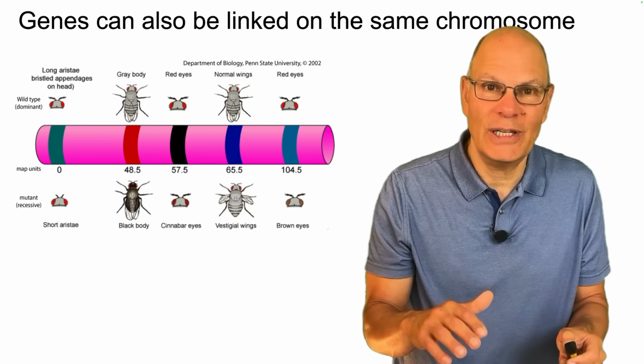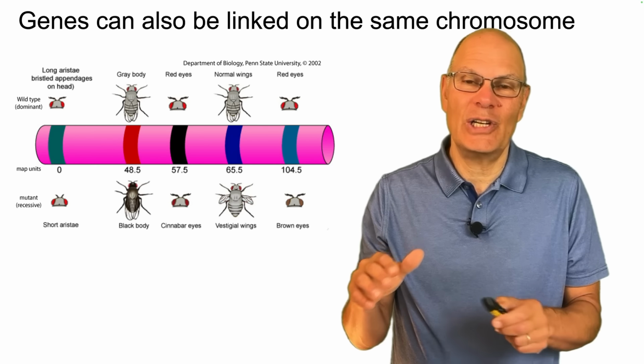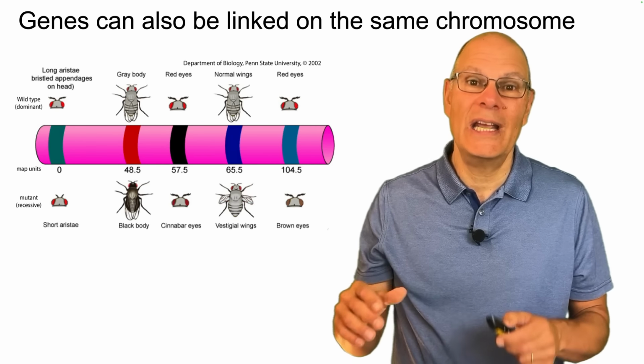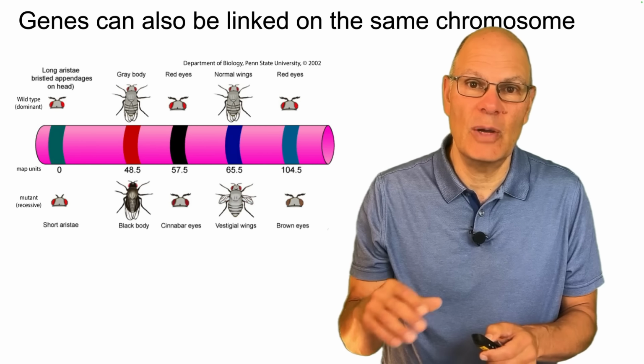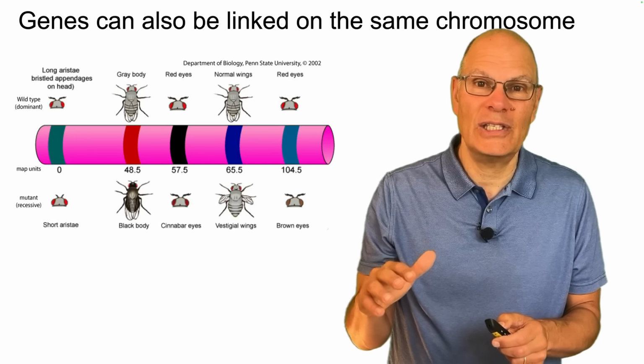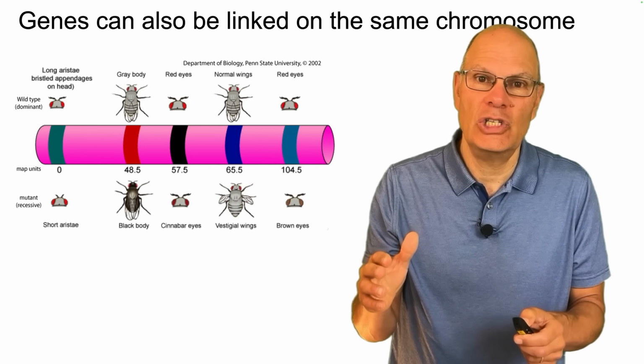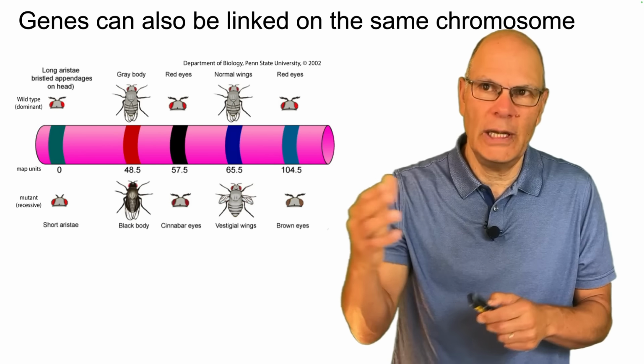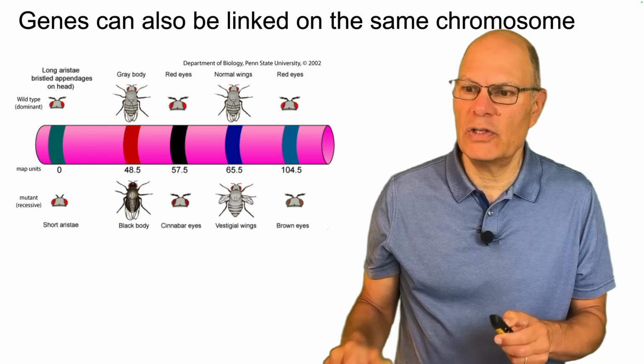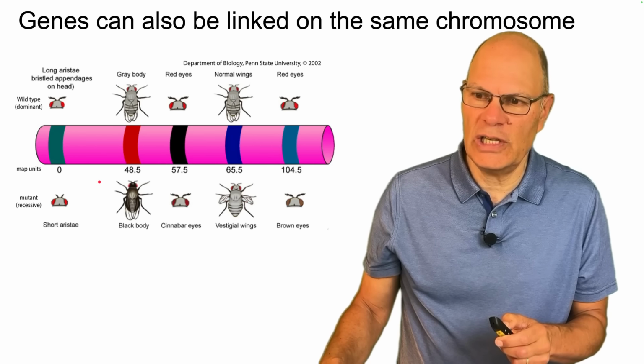All of the genes that we've looked at so far have involved genes that are on different chromosomes, but genes can be linked on the same chromosome. In fact, that's the rule, not the exception, because we have 20,000 genes that are distributed among 23 chromosome pairs. So here are linked genes in Drosophila.